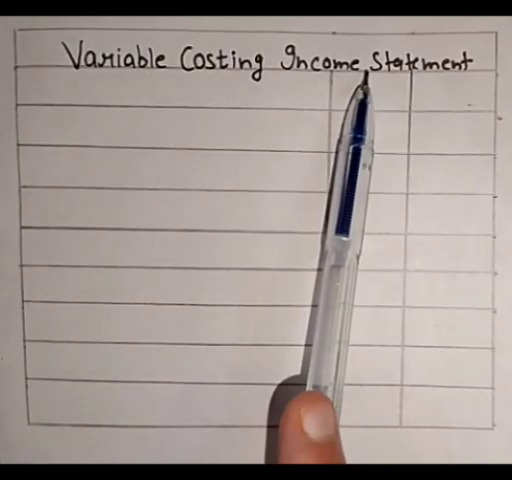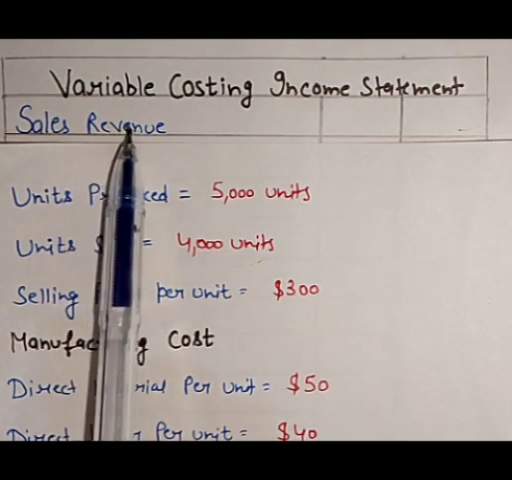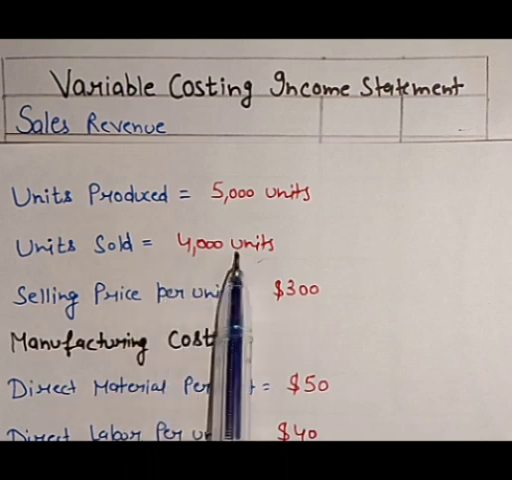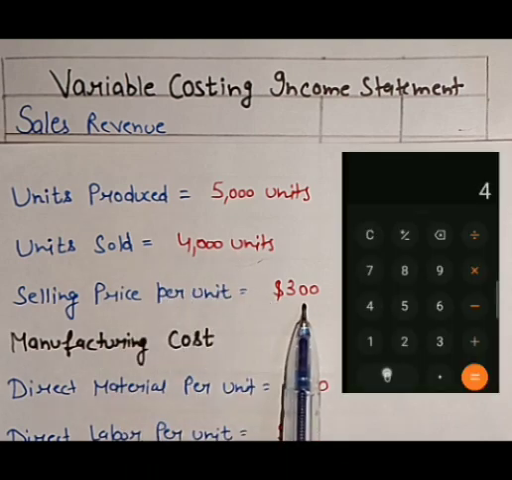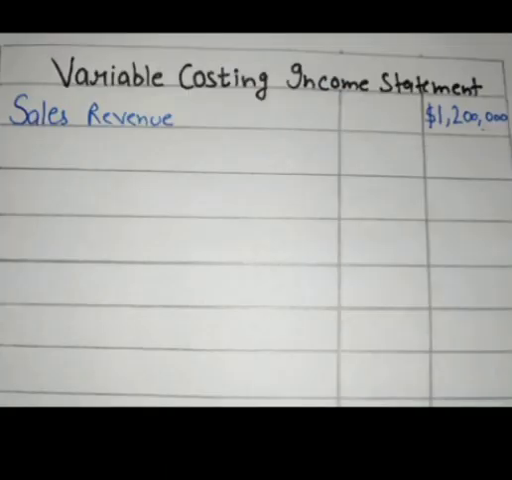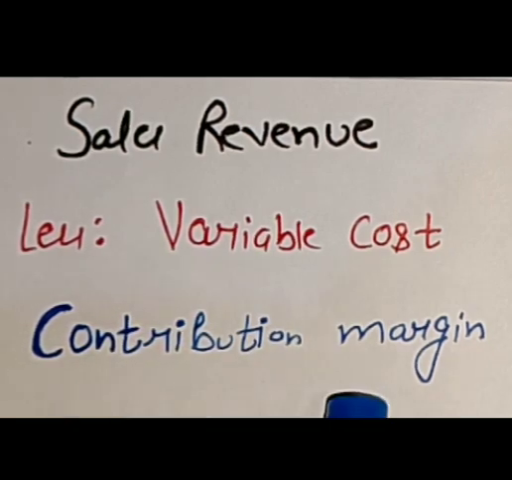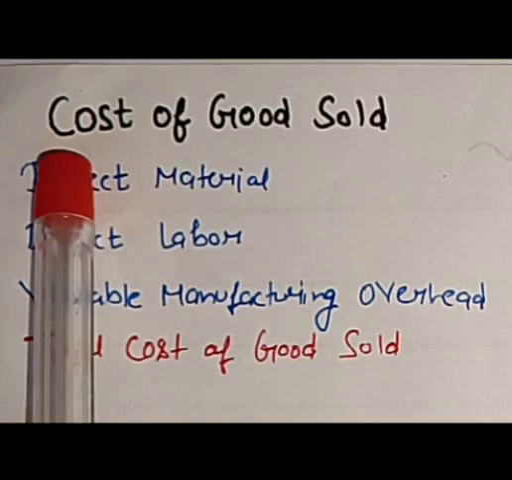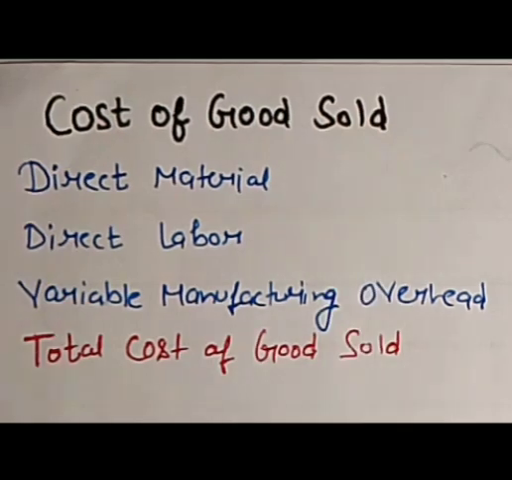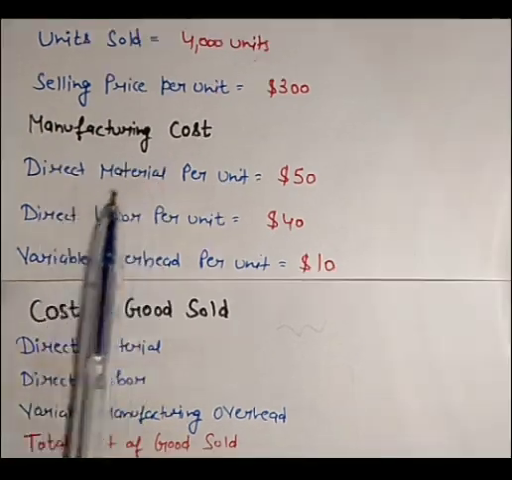Let's start preparing variable costing income statement. First of all, calculate the total sales revenue. 4,000 units are sold at $300 per unit. It means total sales revenue will be $12 lakh. Next, deduct variable cost from it to compute the contribution margin. First of all, take the cost of goods sold. As I told you earlier, variable costing considers variable cost for product costing.